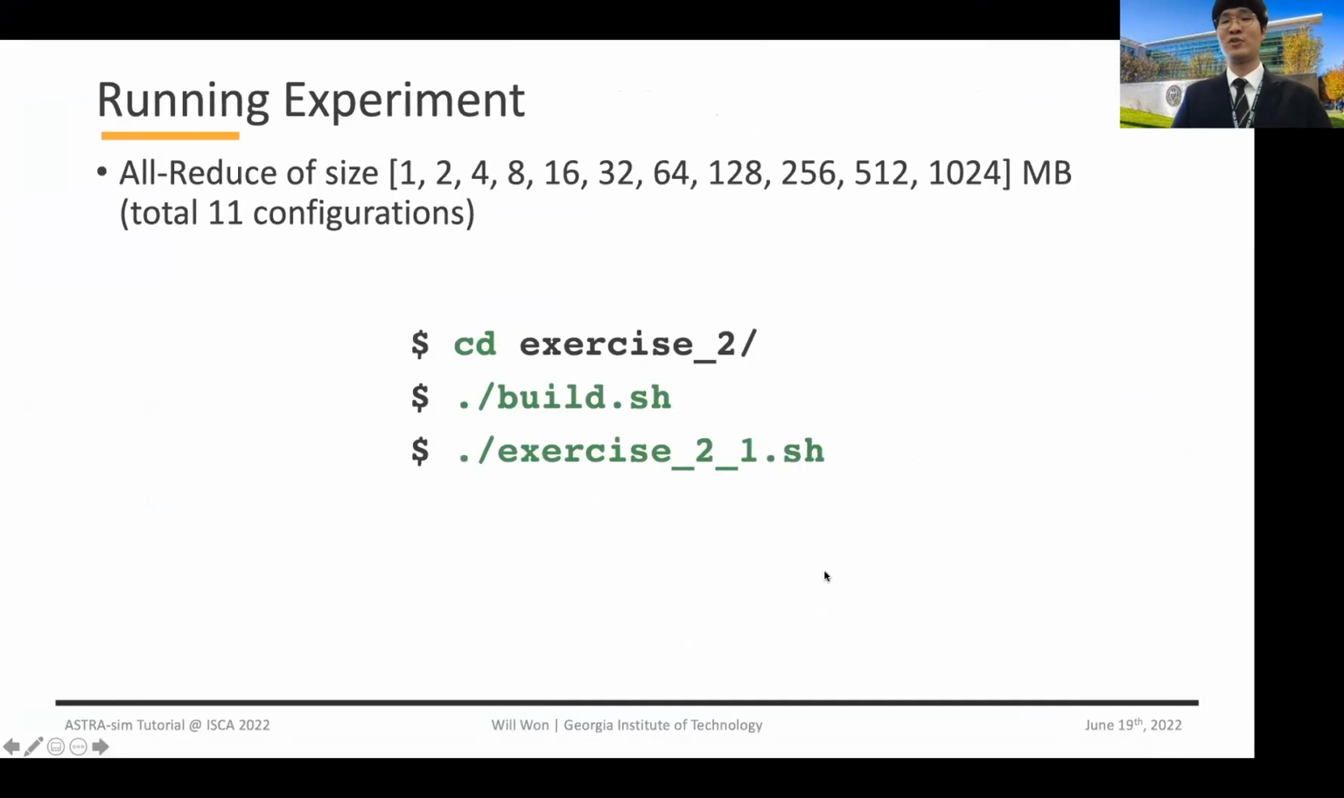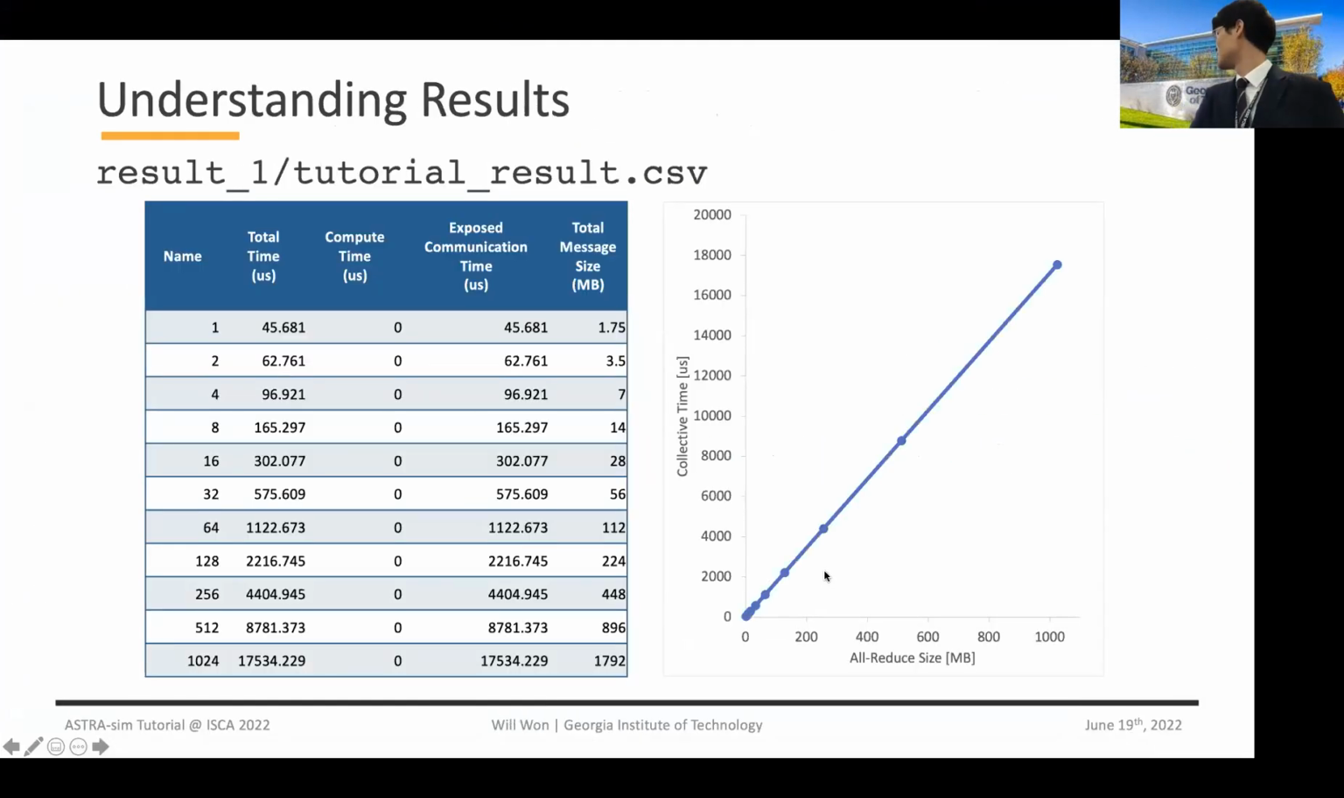Let me go back to the slides. I'm just summarizing it here. This is the tutorial results CSV. Again, we're just testing all-reduce. That's why we don't see any compute time, and every period of time is just fully exposed. As we increase the all-reduce size per each NPU, the total communication size increases. And when I plot this collective running time versus all-reduce size, it is linear. So those kinds of experiments are possible using these input features of ASTRA-sim, even without changing any input file.